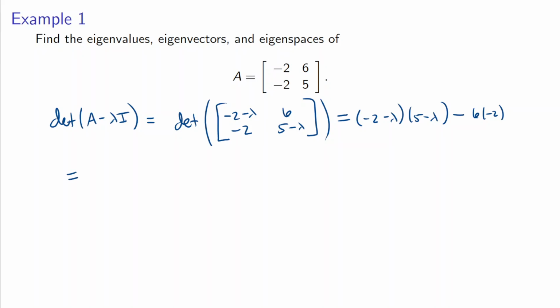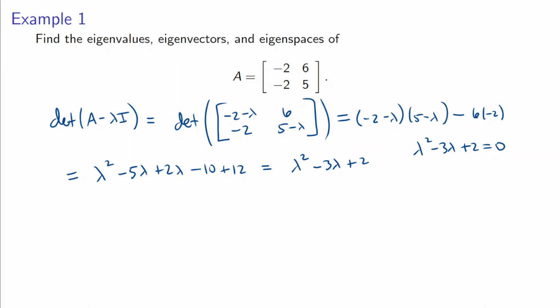Expanding that, we would end up with a quadratic in lambda. So lambda squared, we'll get a -5 lambda. Do a few of the steps here. And a +2 lambda, and a -10, and then a +12. So this all becomes lambda squared minus 3 lambda plus 2. So we are looking for solutions to lambda squared minus 3 lambda plus 2 equals 0.